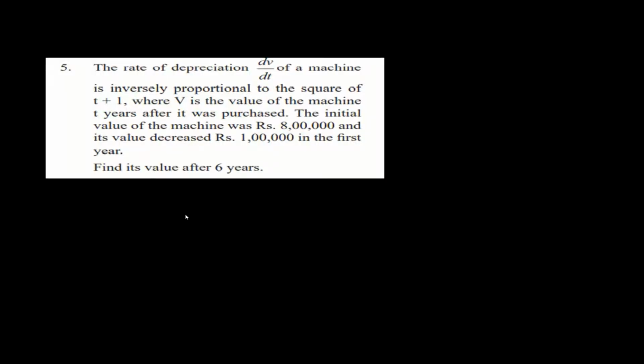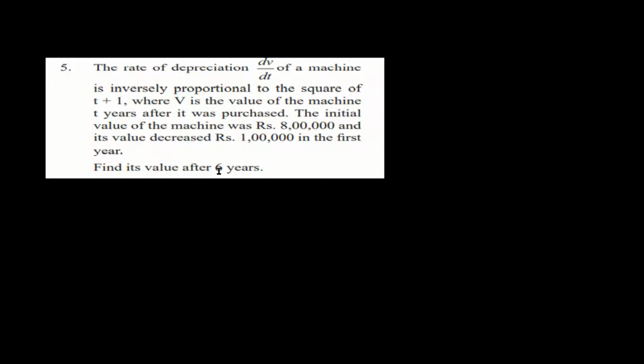Now the fifth question is a sum which is based on depreciation. Let us read the sum first. The question is, the rate of depreciation dV/dt of a machine is inversely proportional to the square of t plus 1, where V is the value of the machine t years after it was purchased. The initial value of the machine was rupees 8 lakhs and its value decreased by rupees 1 lakh in the first year. Find its value after 6 years.